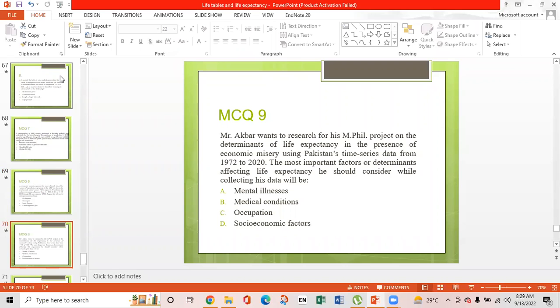Ninth MCQ: Mr. Akbar wants to research for his MPhil project on the determinants of life expectancy in the presence of economic misery using Pakistan's time series data from 1972 to 2020. The most important factors or determinants affecting life expectancy he should consider while collecting his data are: mental illness, medical conditions, occupation, and socioeconomic factors. D. Yes, option D is the right one. Most important factor considered is socioeconomic factor.